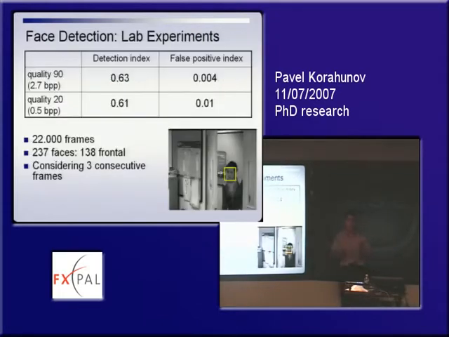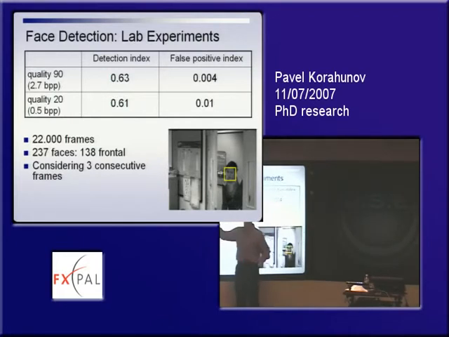Therefore we wanted to test it in a more or less real environment, like a lab experiment. We shot video of a lab door, 5 frames per second for about an hour, and we got 22,000 frames. Out of that, we manually selected 237 faces, of which 138 happen to be frontal. We count a face as seen only if 3 consecutive frames have a face in them, to eliminate some false positives.